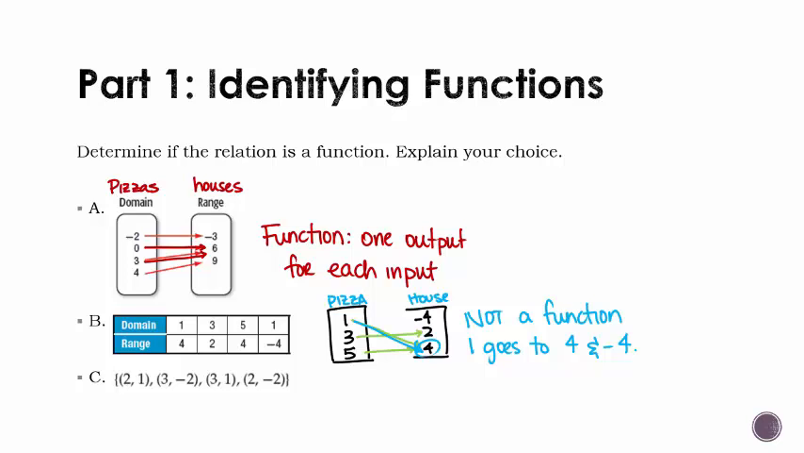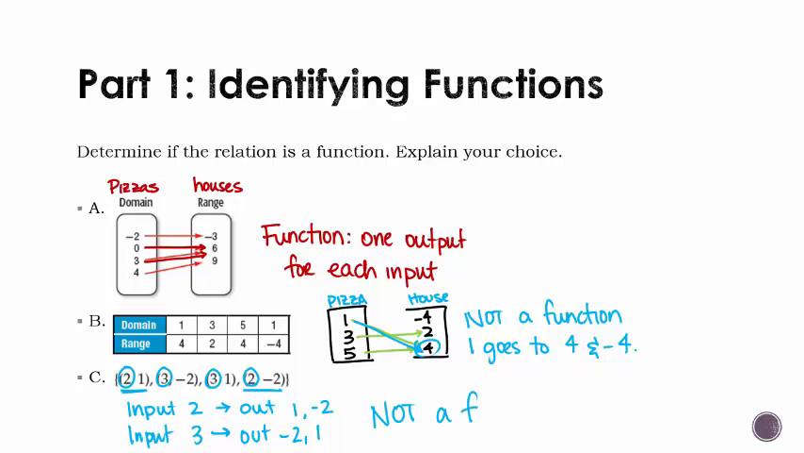And the next one is in point form. Basically, what you're looking for here is repeated x's. So take a look at your x's, 2, 3, 3, and 2. Now, if you have repeated x's, like these two here, that's saying that you plugged the same thing in, so I input 2, and I got out two different things. I got out 1 and negative 2, and that can't happen. And then with the other ones, I input 3, and I got out negative 2 and 1. And again, that can't happen. You can't get two things out. So this is also not a function.